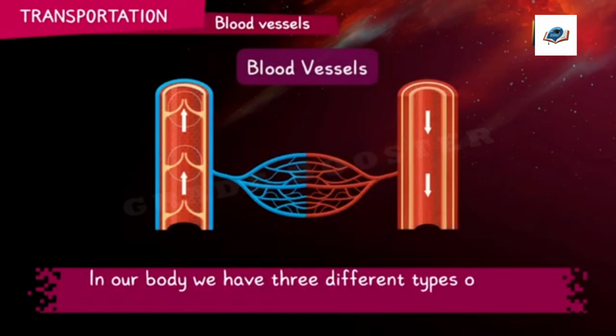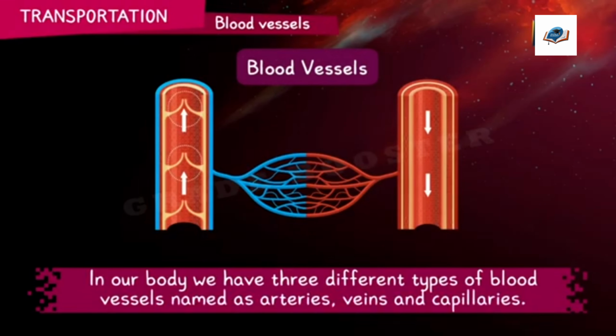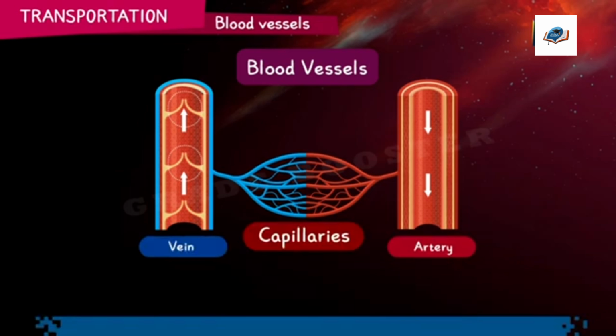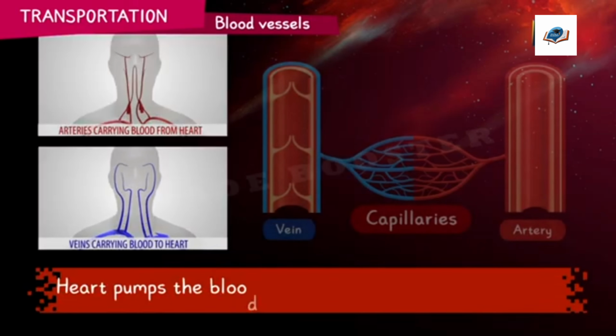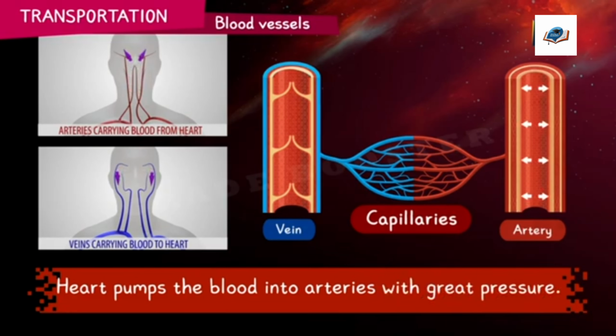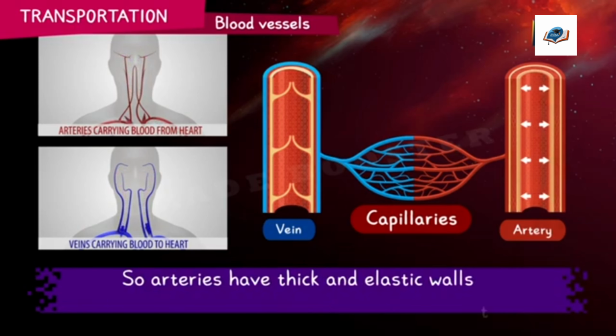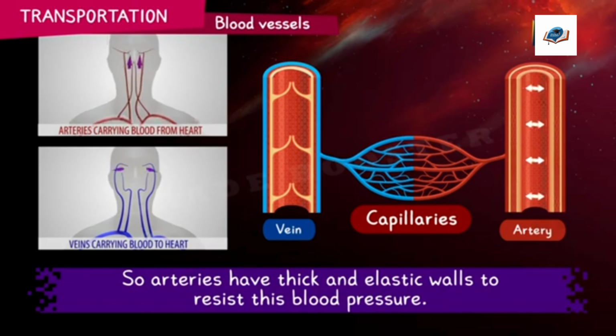In our bodies, we have 3 different types of blood vessels named as arteries, veins and capillaries. Arteries carry the oxygenated blood from heart to different parts of the body. Heart pumps the blood into arteries with great pressure. So arteries have thick and elastic walls to resist this blood pressure.